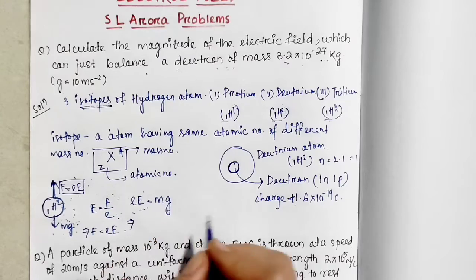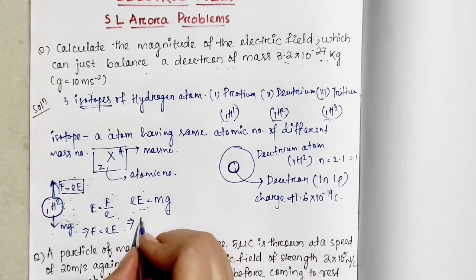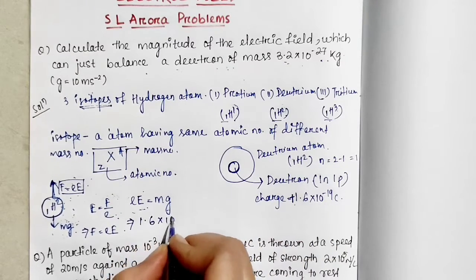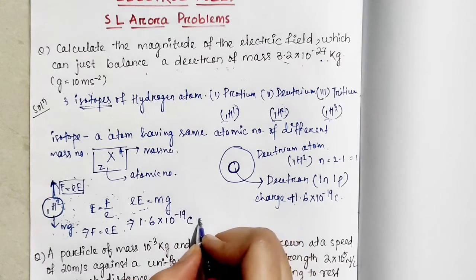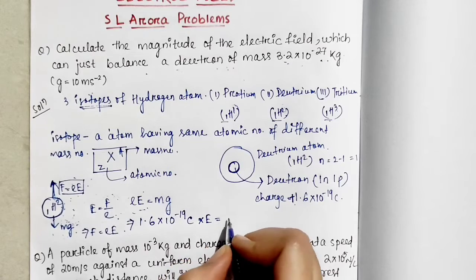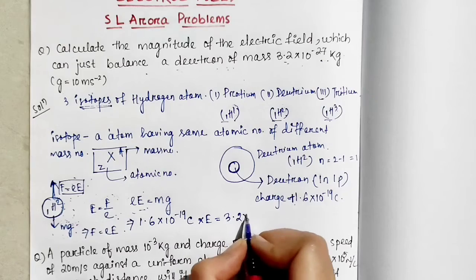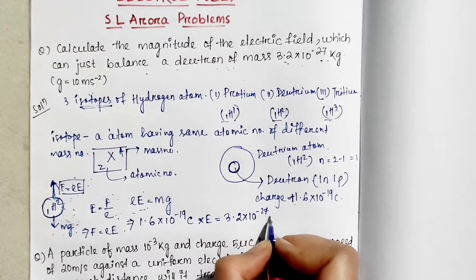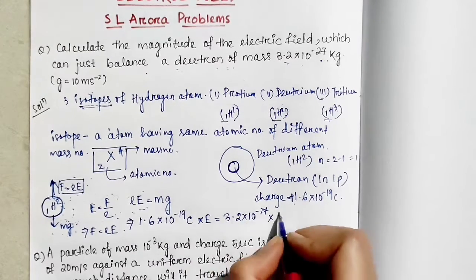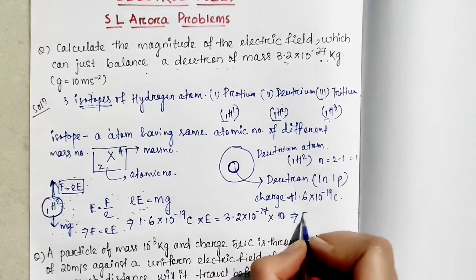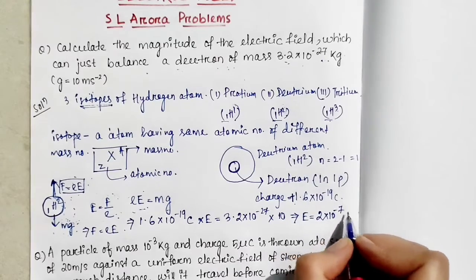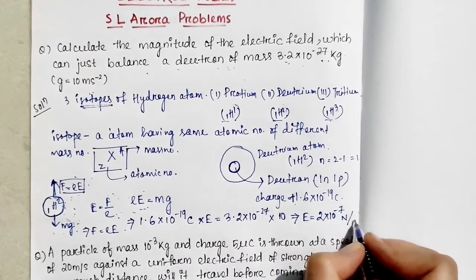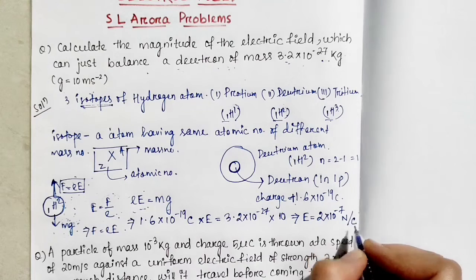That implies, as we know, the value of charge is 1.6 × 10^-19 coulomb, so 1.6 × 10^-19 × E equals the value of m, 3.2 × 10^-27, times the value of g, which is 10. Then the value of the electric field E is 2 × 10^-7 newton per coulomb.